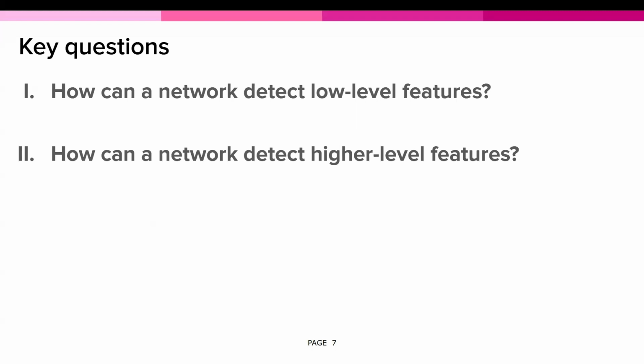And so in this lecture, we're first going to talk about how a network can detect those low-level features like lines or edges. And we're then going to talk about how a network can detect higher level features from those lower level features. All right, so on to that first question. How can a network actually detect low level features?